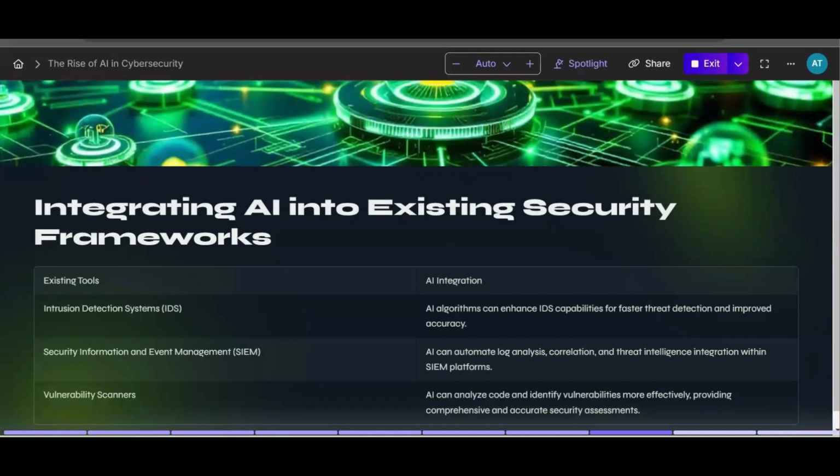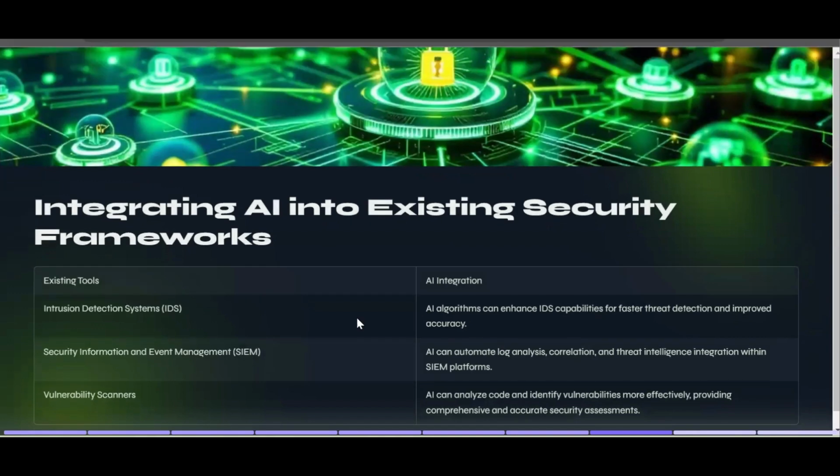Okay. Now, integrating AI into existing security frameworks. What are the existing tools and security integrations nowadays? We have IDS, intrusion detection systems, or intrusion prevention systems. How do we integrate AI into them? AI algorithms can enhance IDS capabilities for faster threat detection and improved accuracy. So those firewalls or intrusion detection systems can have AI capabilities for faster threat detection and improved accuracy.